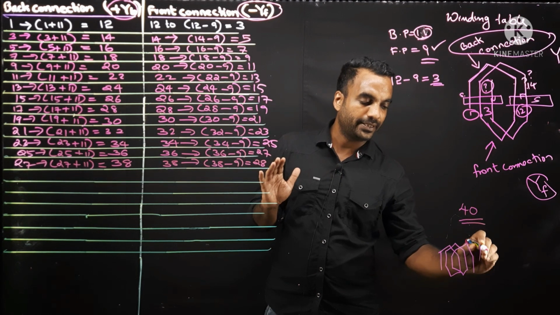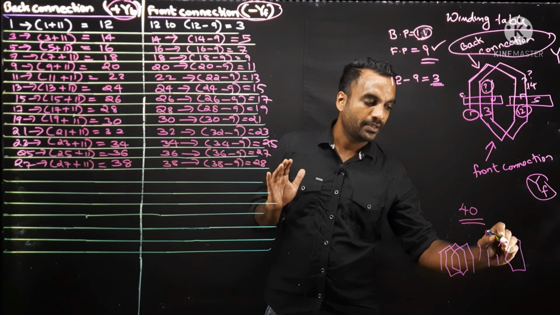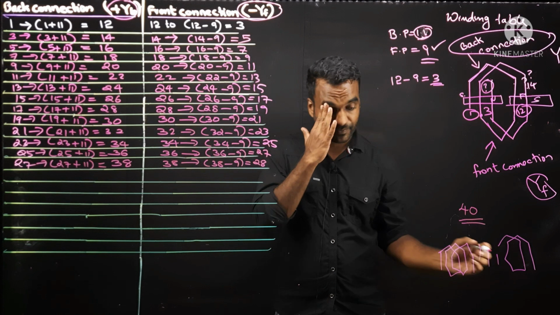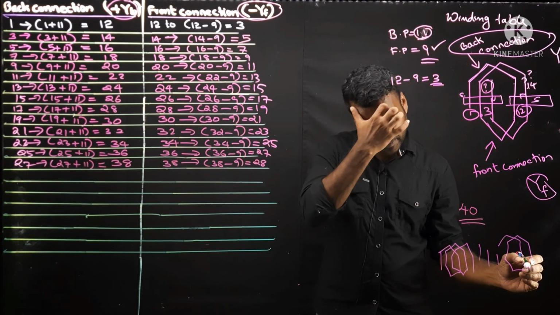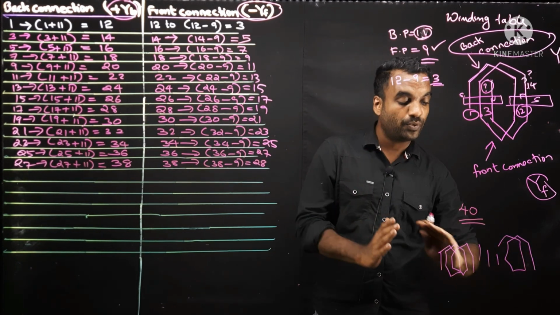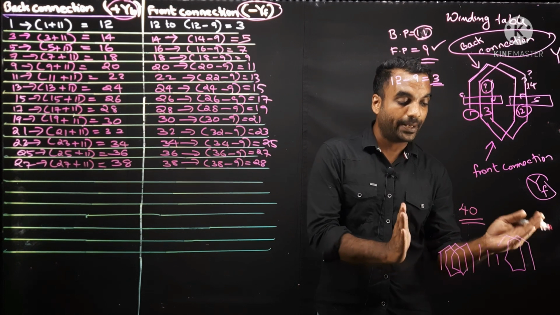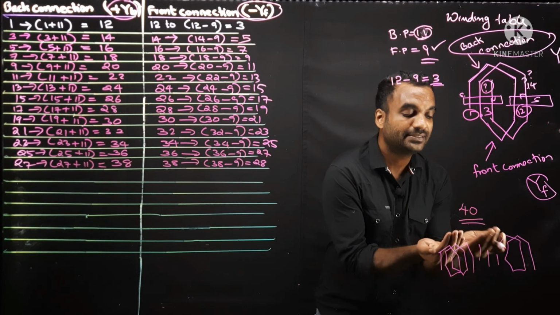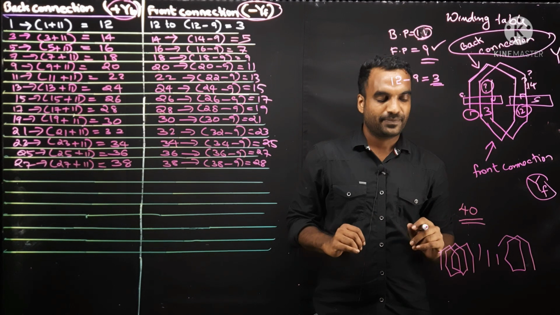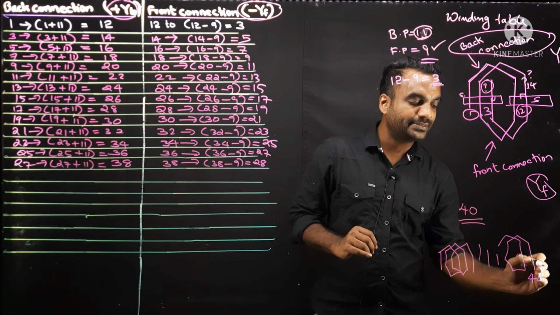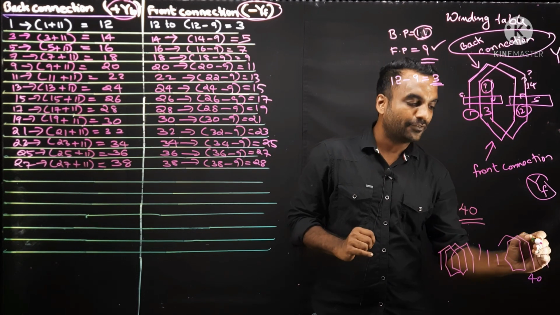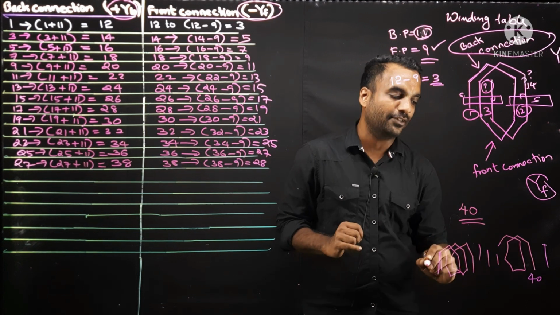You are completing the entire winding. At the last point, suppose you are reaching back to a particular value again, which means this is a closed structure. It will go up to 40. Is there any 41? No. The 41 will be 1 itself.